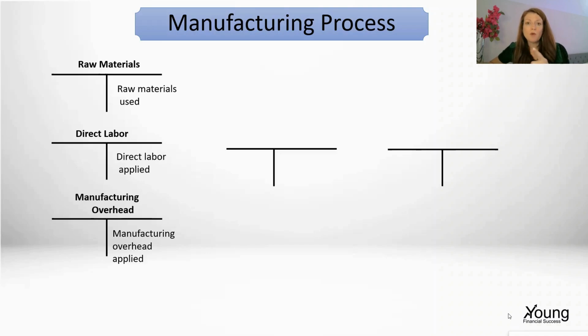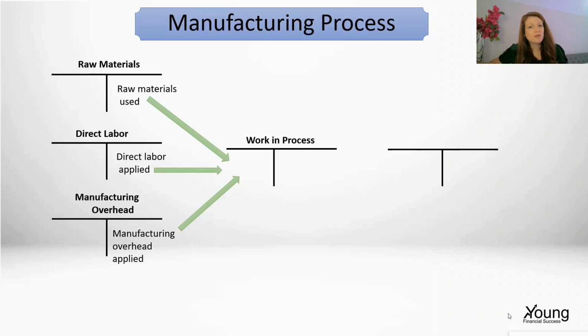So we take the raw materials that we are now putting into the work in process, and we take the direct labor that is a part of the work in process, and we take all those indirect costs and we move all of those to a debit in work in process inventory. Remember, raw materials is inventory, so it has a normal debit balance.